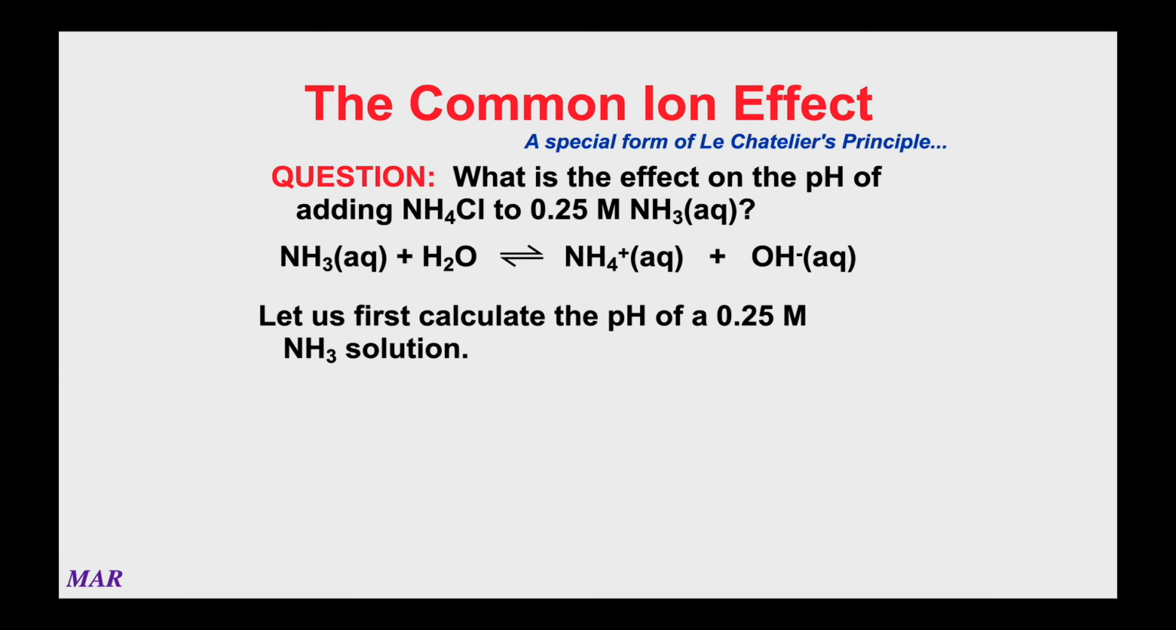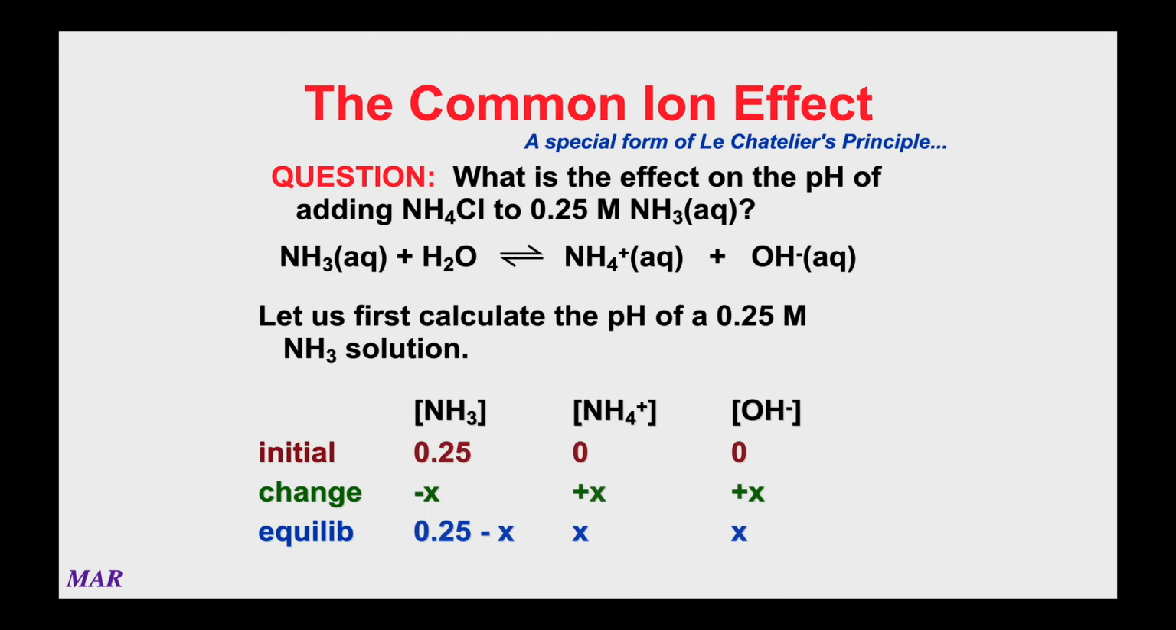Back to this problem. Let's find the pH of the 0.25 molar ammonia first, before we add any ammonium chloride. This is a cool review from the previous chapter. No problem. We'll set up the ice table. We're going to keep water out because liquids and solids are always removed. Initially, we have 0.25 molar ammonia, and we don't have any ammonium or hydroxide. So ammonium and hydroxide will increase by X. Ammonia will decrease by X. So at equilibrium, 0.25 minus X for ammonia, and ammonium and hydroxide are both equal to X.